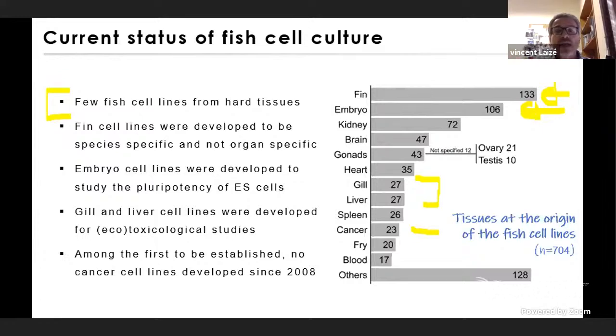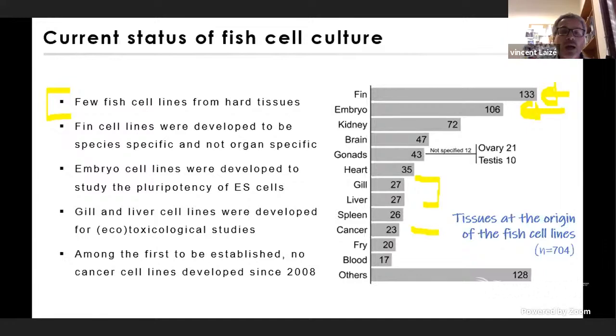The gill and the liver cell lines are also very important for ecotoxicological studies. The gills are organs that are directly exposed to the organic compounds or to the environmental pollutants, while the liver is an organ that plays a central role in xenobiotic metabolism. So these particular cell lines from gills and liver were particularly used in ecotoxicological studies.